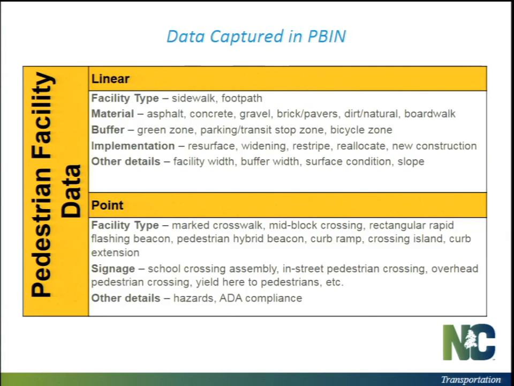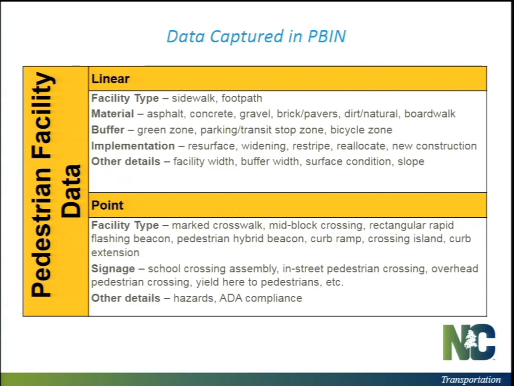More specific items that are captured in the geodatabase, and this is the pedestrian facility data, both existing and proposed. Well, not for all these items, but for a facility type that would be existing and proposed, material, et cetera. So this is a sidewalk, maybe a facility type or footpath. We can capture what material the sidewalk is made out of, asphalt, concrete, et cetera, the buffer zone, the width of the sidewalk.